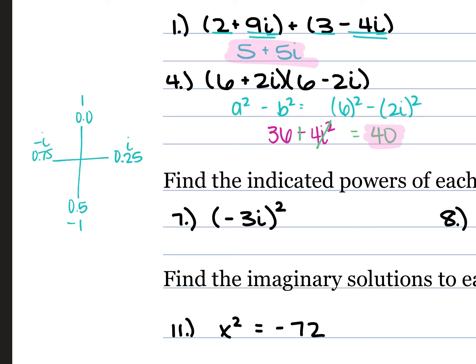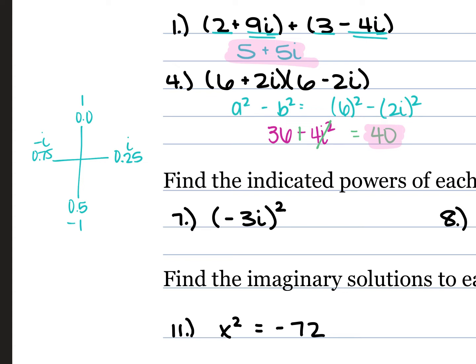So remember with these, you are taking the power and dividing it by 4. Whatever decimal value you get when you divide that power by 4, you are then going to use your chart and turn that i to whatever power into either 1, i, negative 1, or negative i.